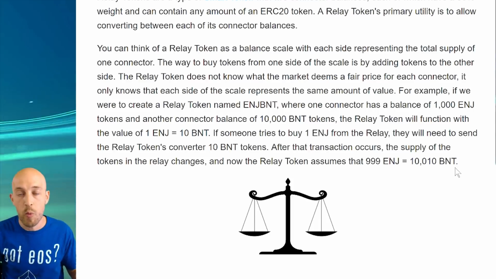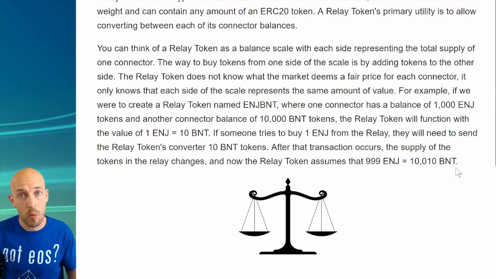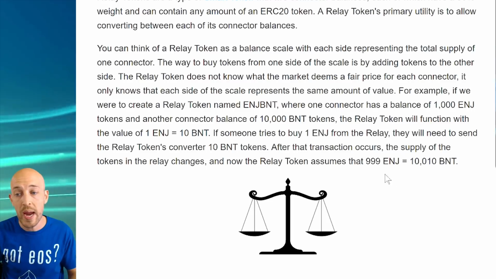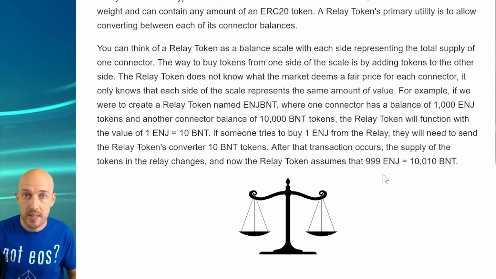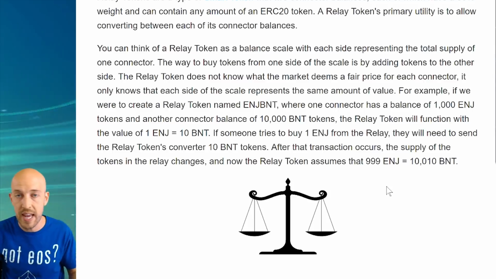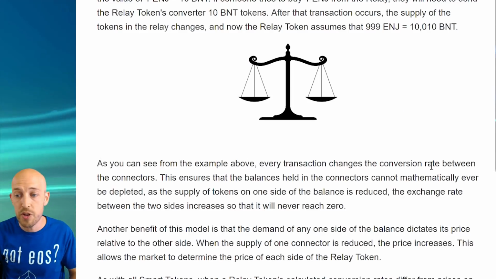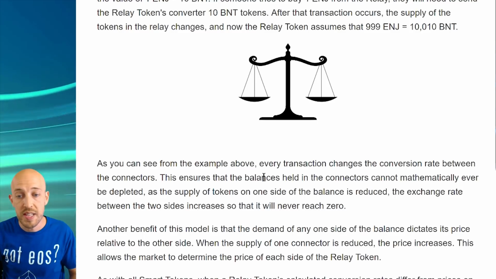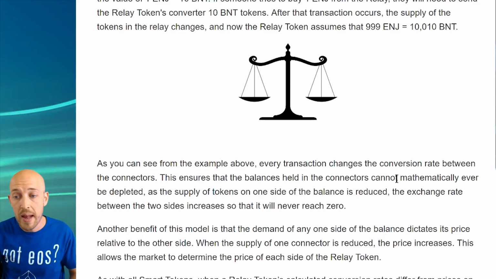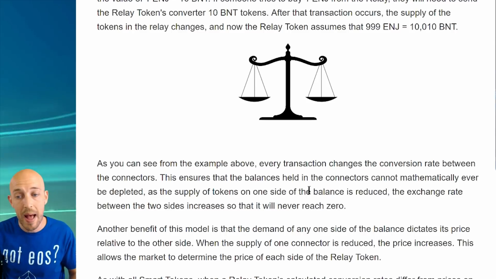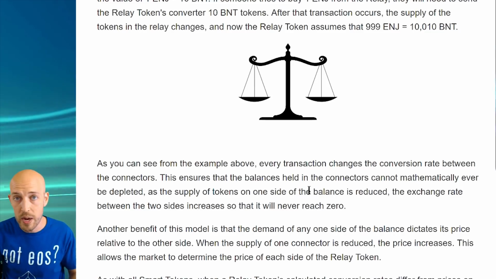So it's a real-time, ever-evolving ratio and market value, and this is how the market value is determined, because every trade changes how much SEOS and how much EOS is on each side of the scale. The key part of this whole thing is it says, as you can see from the above example, every transaction changes the conversion rate between the connectors. This ensures that the balances held in the connectors cannot mathematically ever be depleted. As the supply of the tokens on one side of the balance is reduced, the exchange rate between the two sides increases so that it will never reach zero.